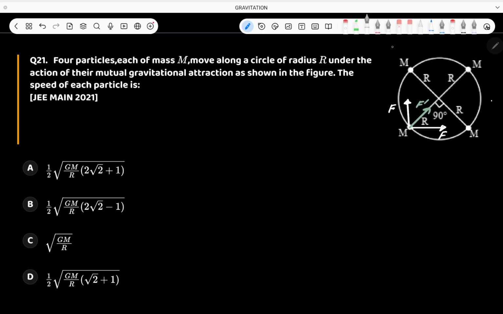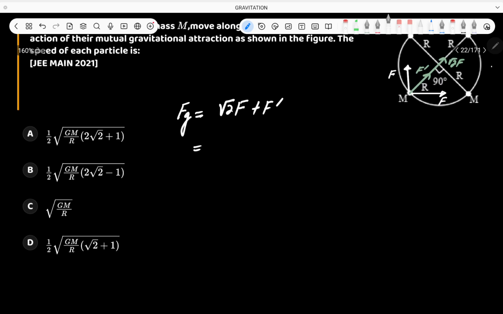And F will make a resultant of what? It will make a resultant of root 2F in this direction. This is root 2F. And the net gravitational force on one particle will finally be root 2F plus F dash. So it will be written like this: root 2 F, where F is the gravitational force between two particles.